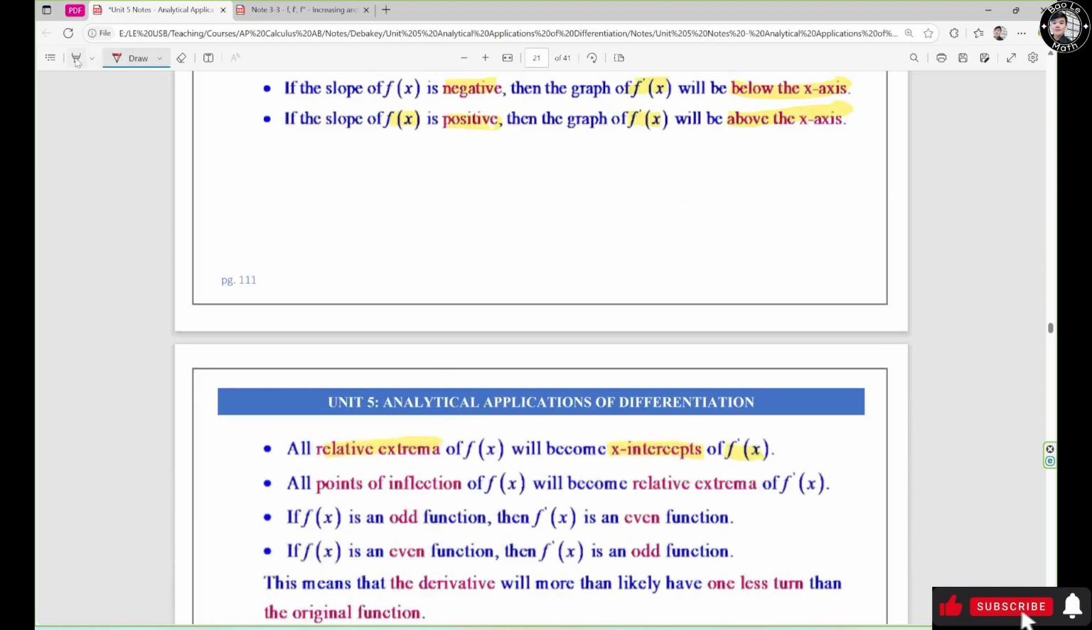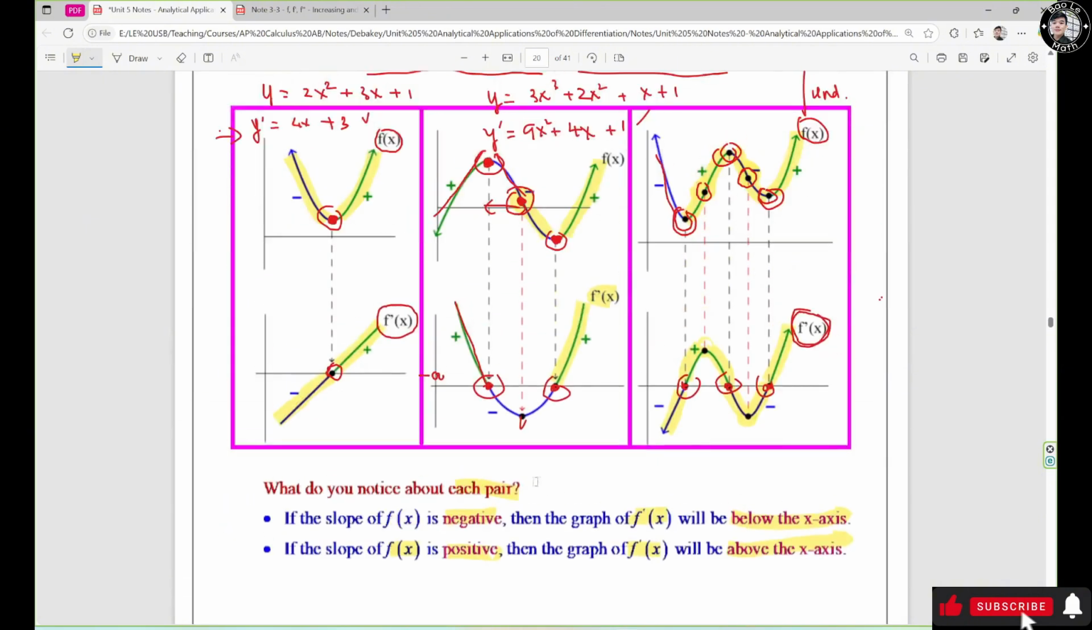Now next one, all points of inflection of f of s will become relative extrema of f prime of s, right? So you see that the point of inflection right here becomes the minimum, right? The point of inflection right here becomes the maximum. The point of inflection right here becomes the minimum, right?